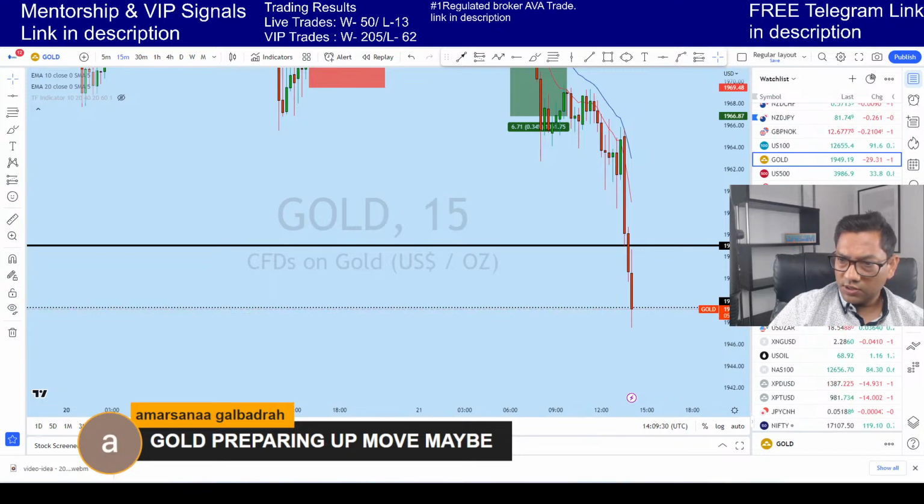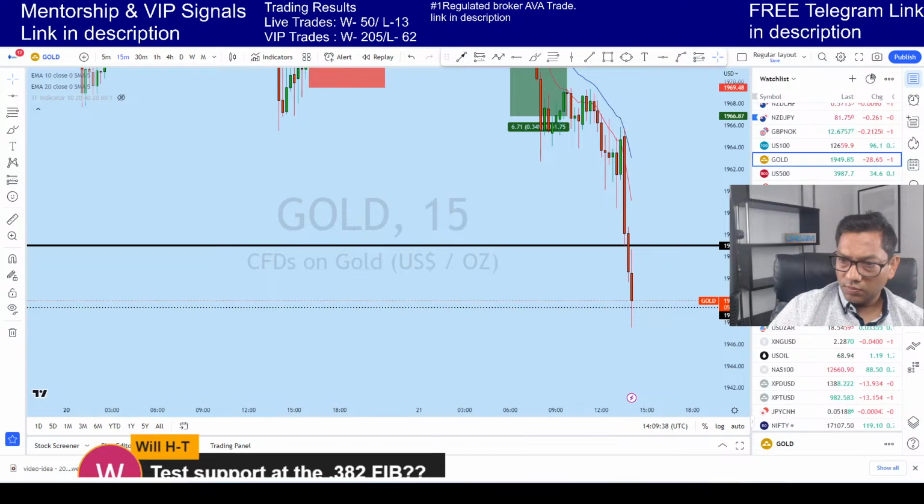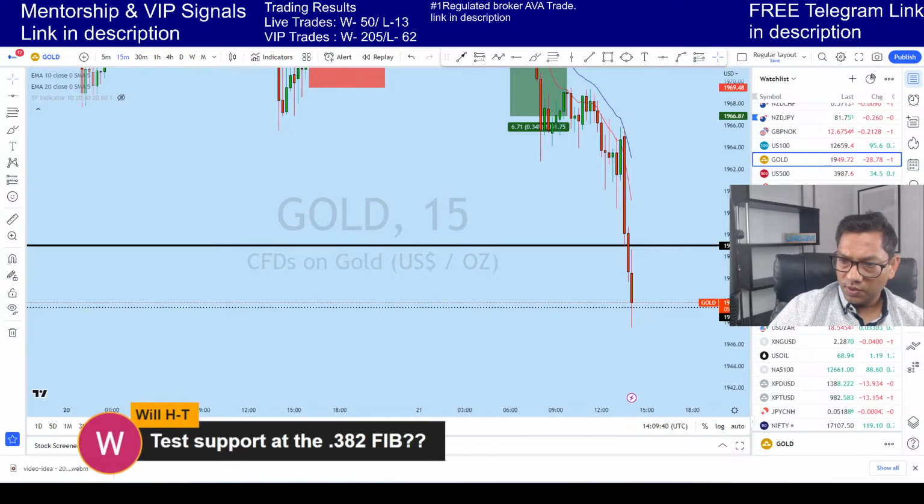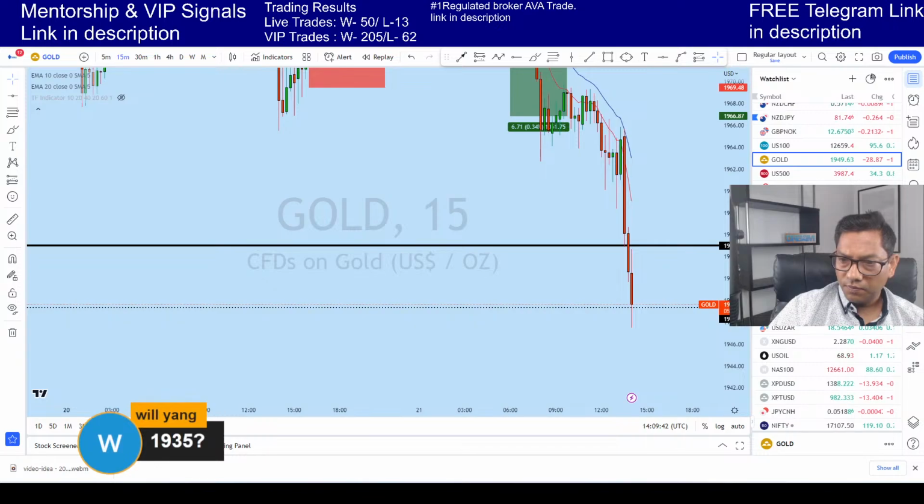Is it possible? Can you explain what is Wyckoff theory? Yeah, we'll discuss, no problems. Just support it. Yeah, I think so. We'll see 1935. Gold daily support 1950.